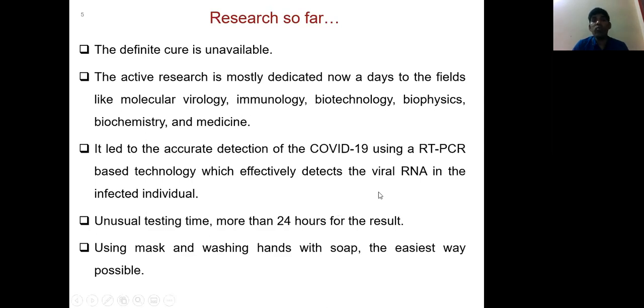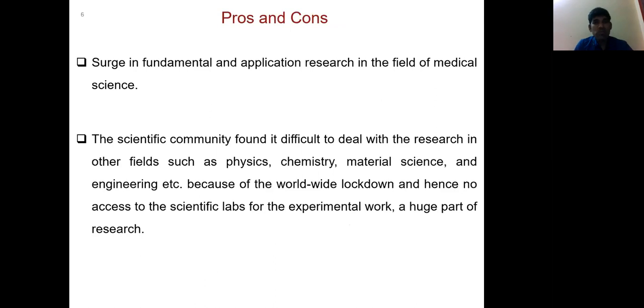And this we came to know after a lot of study on this virus, dedicated to medicine and vaccine preparation. There are many pros and cons related to the research, but I would like to focus on two broad categories. One is that there is a surge in fundamental and applied research in the medical sciences, going on at a very fast rate, the fastest ever you can say, because we never expected a vaccine in less than, let's say, 3 to 5 years, but now we are expecting the vaccine in just 1 year. We have a lot of hope because hundreds of research groups are working on this vaccine.